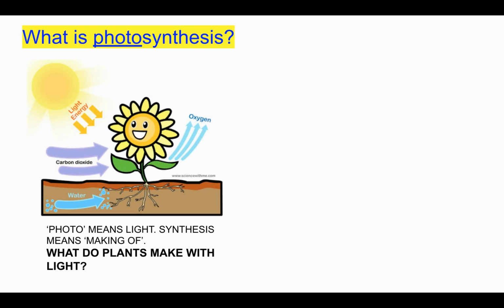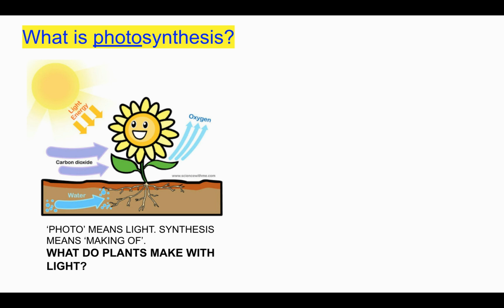So, what is photosynthesis? If we look at the word photosynthesis and break it down, photo means light. Photography is the whole process of capturing images using light. So photosynthesis is the same thing. Photo means light, and the word synthesis comes from Latin, which means making of. So you're using light to make something, and we know that you're using light to make food.